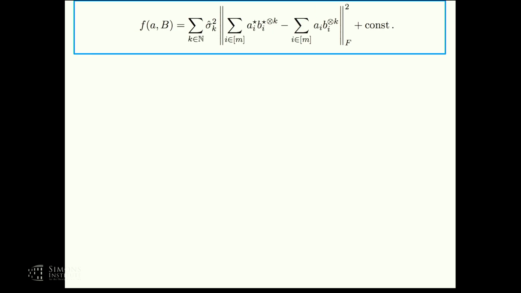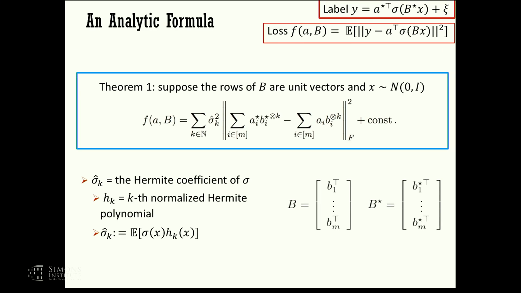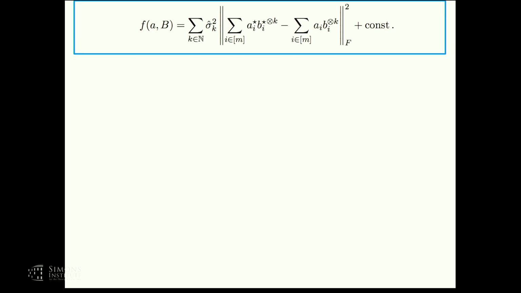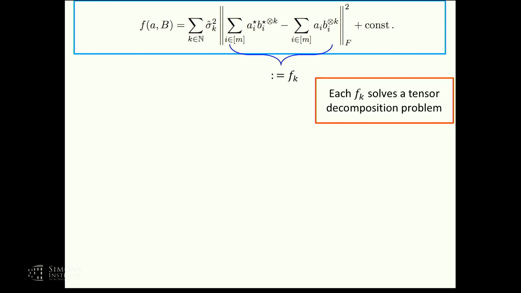All right. So let me parse this a little bit more. If you look at each term for each k, this squared norm is actually doing a tensor decomposition. We have here a_i star and b_i star. These are ground truths, so these are kind of constant. We have a sum of each of these a_i star, b_i star to the tensor power k. This is an order k rank 1 tensor. So the sum is a rank m tensor, where m is the number of rows of B. So basically we are trying to decompose this rank m order k tensor by our variables. And so each of them solves a tensor decomposition problem.